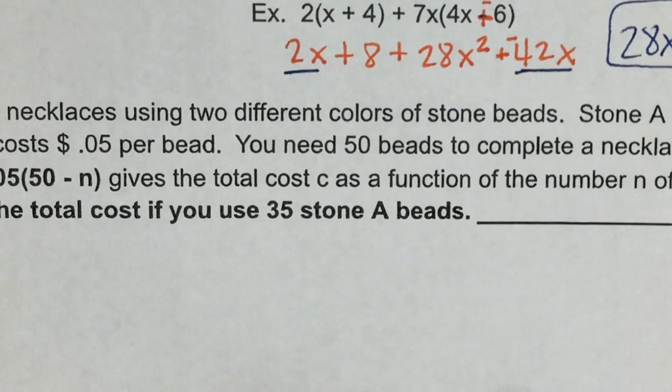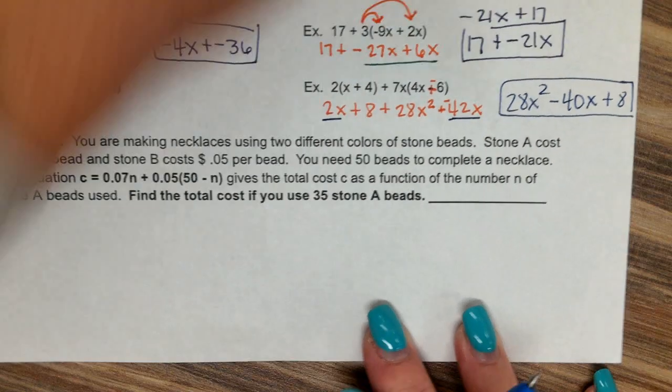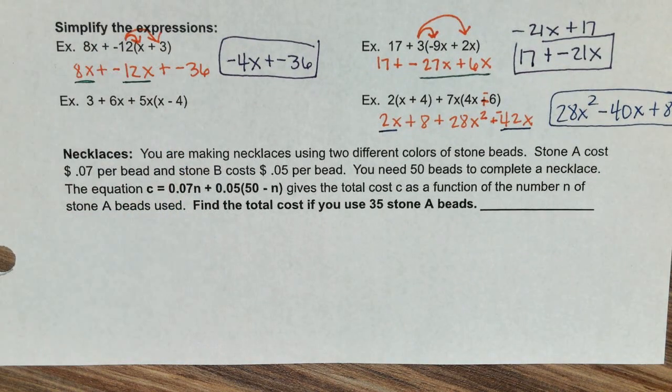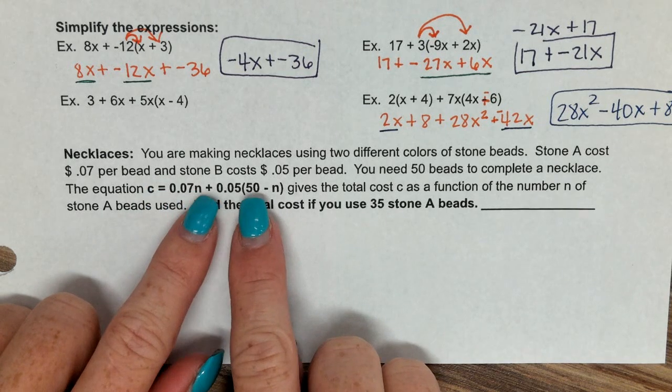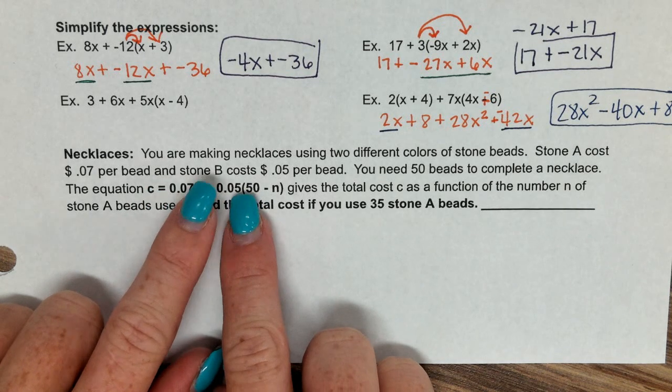Okay, let's look at the word problem. Now this one's easy because they gave you the equation, but I want to talk about why it's set up the way it is. It says you're making necklaces using 2 different colors of stone beads. This is just like the one with the pattern fabric that we did this morning on our homework. Stone A costs 7 cents per bead. Stone B costs 5 cents per bead. You need 50 beads total to complete a necklace. Here's your equation to use. So let's talk about why they set it up like this.